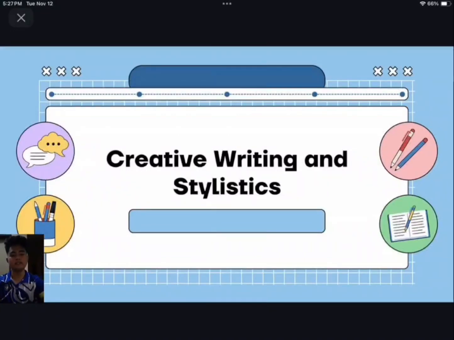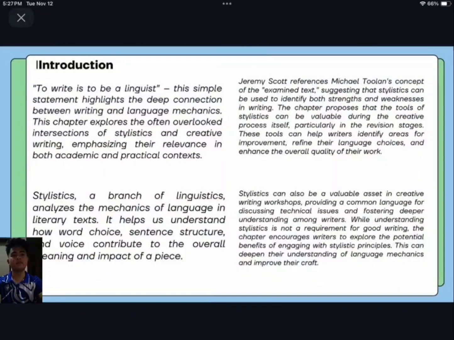Creative Writing and Stylistics. On the first paragraph, the purpose of this paragraph is that it sets the stage and introduces the main topic, which is the connection between writing and linguistics. The main point of this chapter is that to write is to be a linguist. It establishes the core argument.